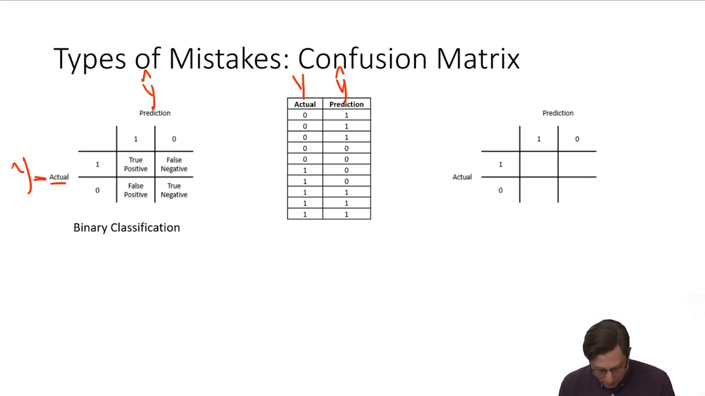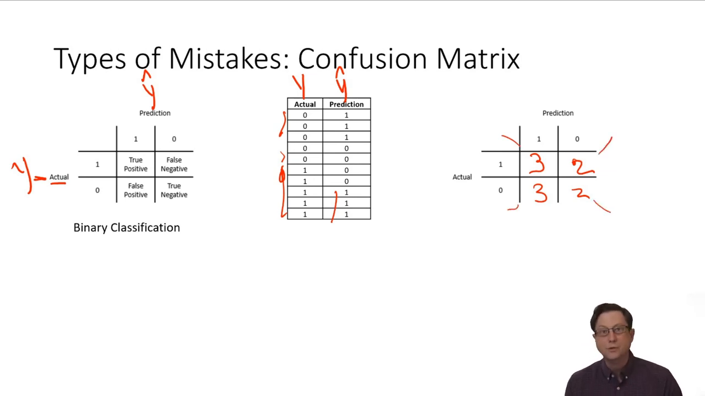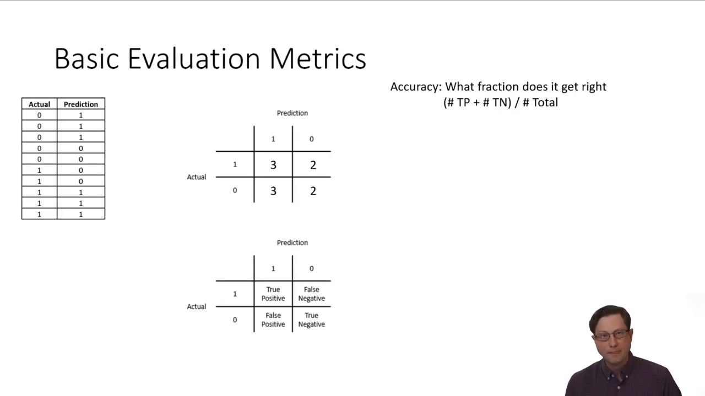So actual 1, predicted 1. Here are the actual ones. 3 times it predicted 1. Actual 1, predicted 0: that's 2 times. Actual 0, predicted 1: that's 3 times. Actual 0, predicted 0: that's 2 times. So there are 3 true positives, 3 false positives, 2 false negatives, and 2 true negatives.